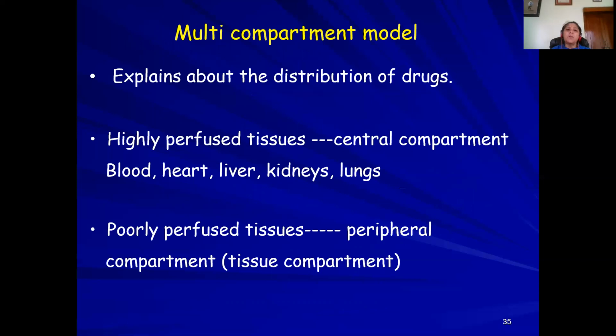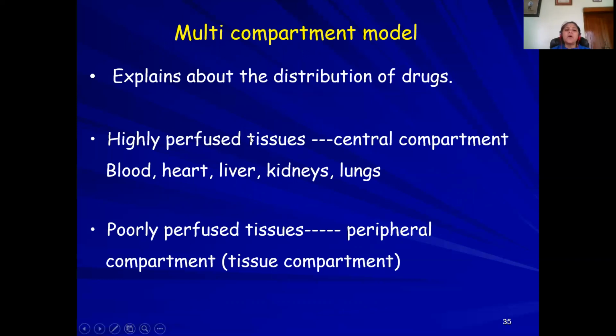Now, multi-compartment models explain the distribution of drugs, which was not taken care of in the one compartment model. One compartment model explains elimination, so there is no question of distribution there. It gives you parameters about absorption and parameters about elimination. Whereas if you want to know about the distribution of drugs, we need to go for multi-compartment models.